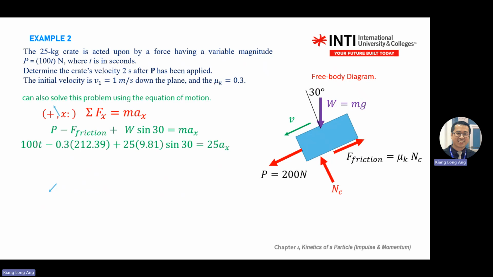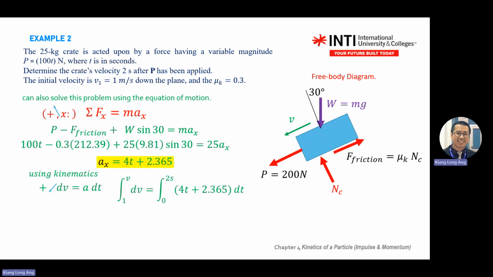Wrong direction. My X direction should be pointing down, not pointing up. Okay, the blue arrow here is wrong, but still able to do it. Okay, now in this case, if you use F equal to ma, the chapter 2 question, all right.